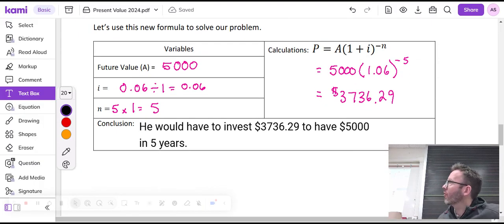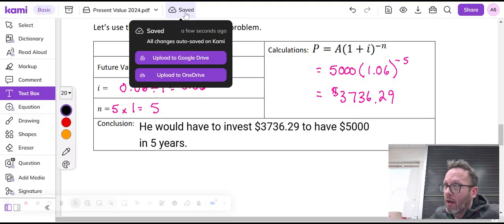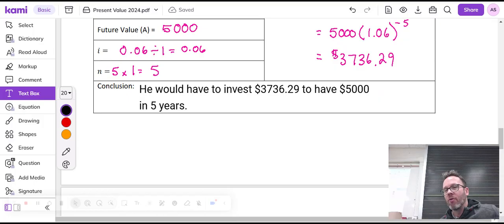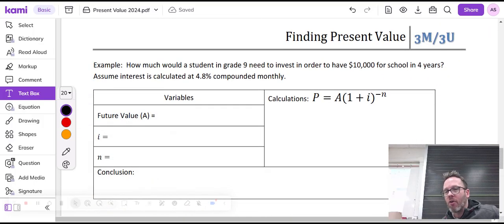So what we want to do today, we want to get comfortable using this new formula to solve this new kind of problem, and also we want to get comfortable looking at a question and figuring out, am I asked to find a future value or a present value here? So can you guys give this new formula a spin for this one?